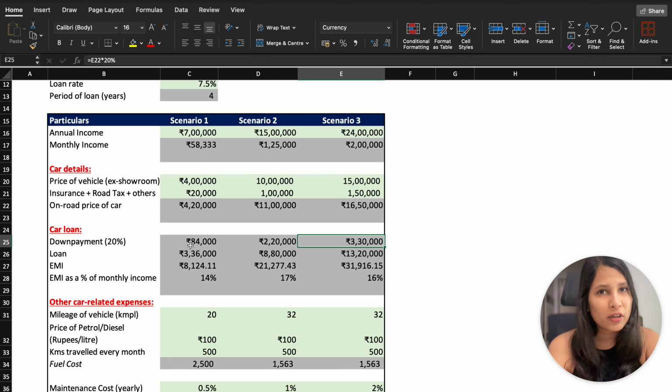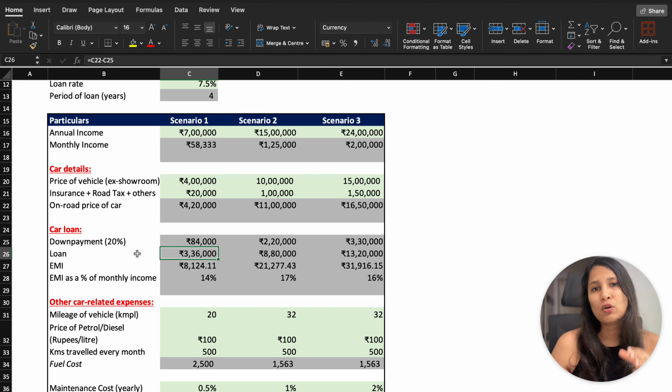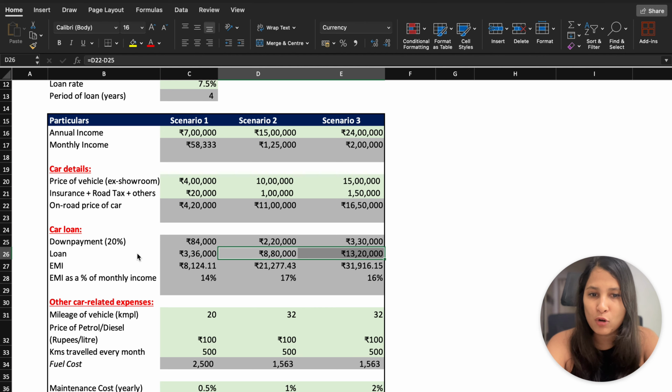So based on your down payment and the price of the car, I have computed over here what will be the loan amount, the amount of loan that you need to take. Say, for example, you have already paid 84,000 rupees for a car, then you only have to take a loan of 3,36,000 rupees, right? Similarly, we have auto computed here as well for the other scenarios.